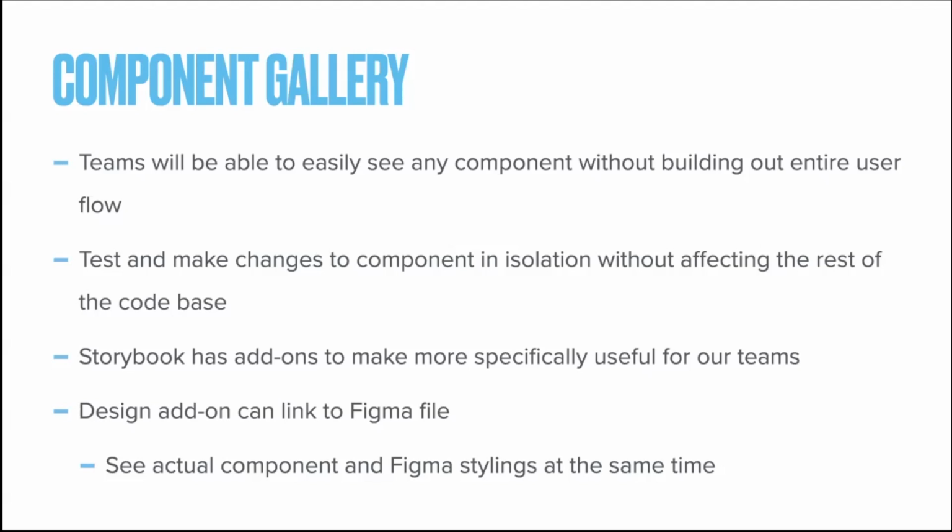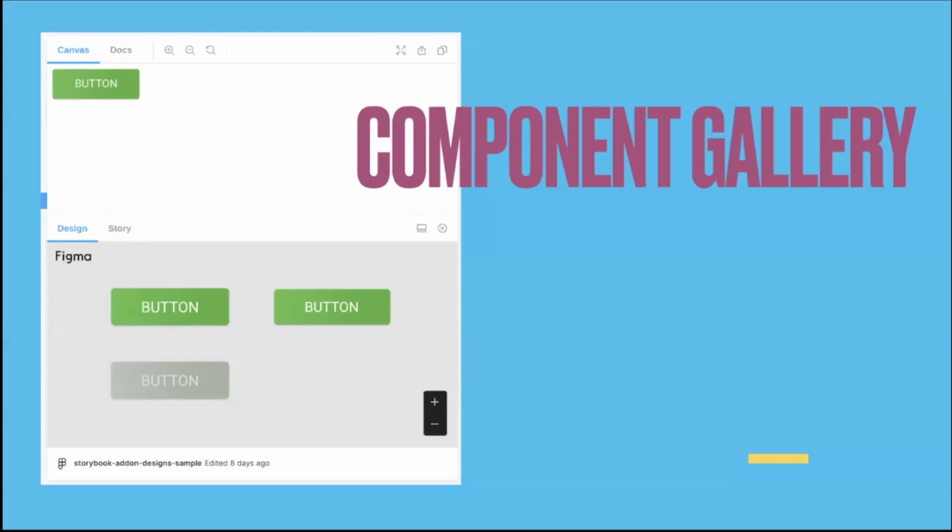One of those is called Design, and it actually can link to the Figma file. So you'll be able to see the component and the Figma files at the same time. It'll look similar to this. So you'll have the top half, the button, will be the button that we've actually built out. And then the bottom half will be the Figma file itself, to where you'll actually be able to see that they match up and are correct.